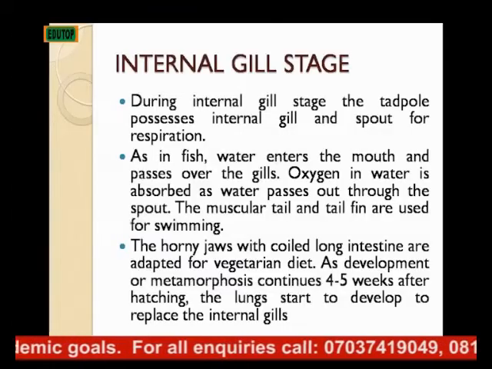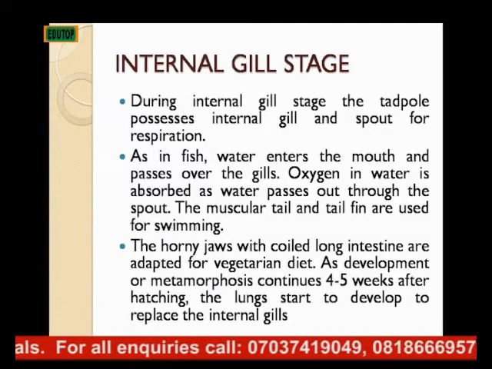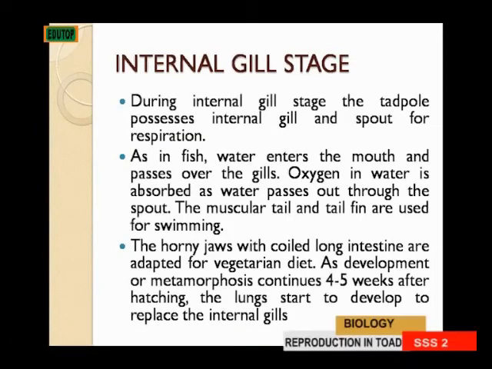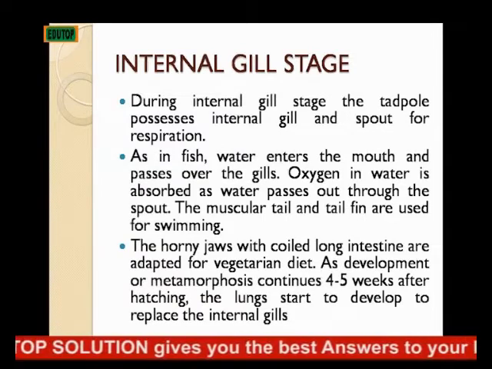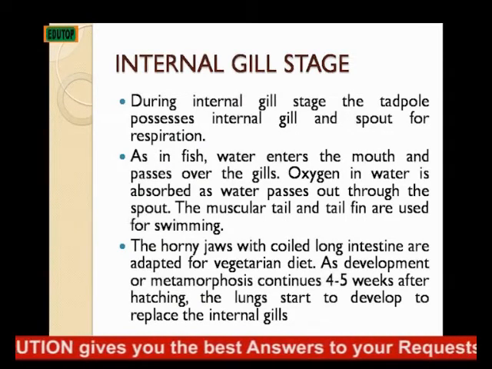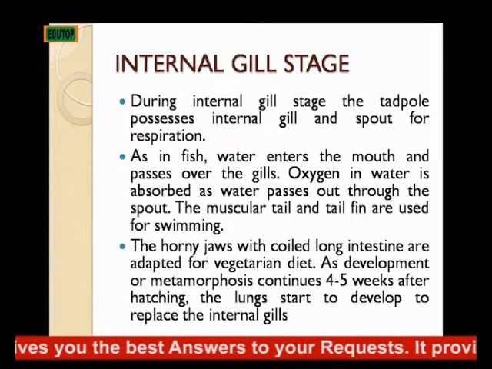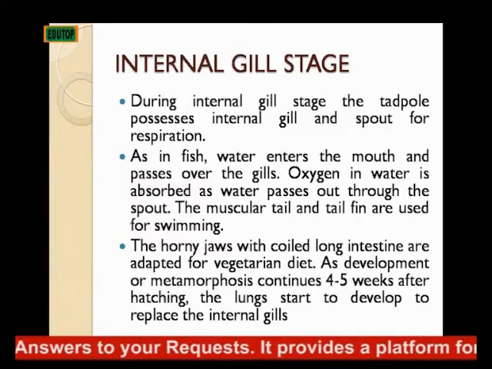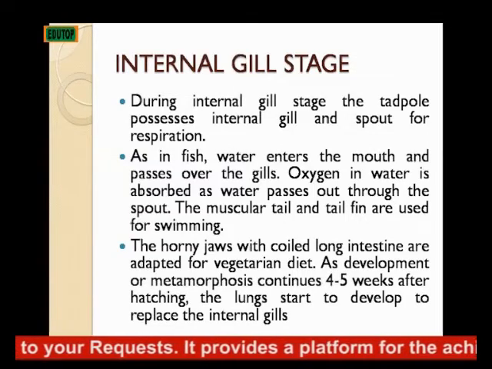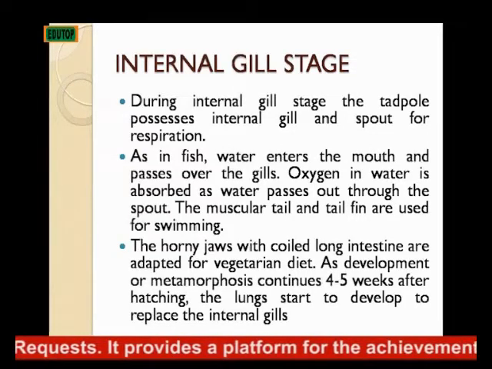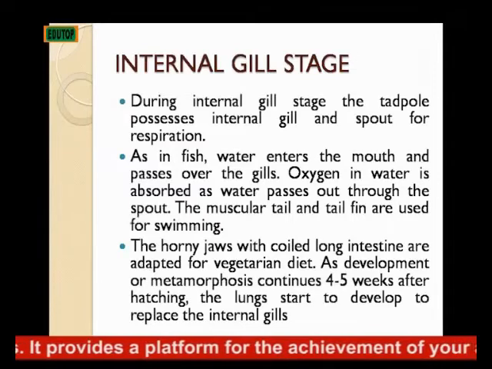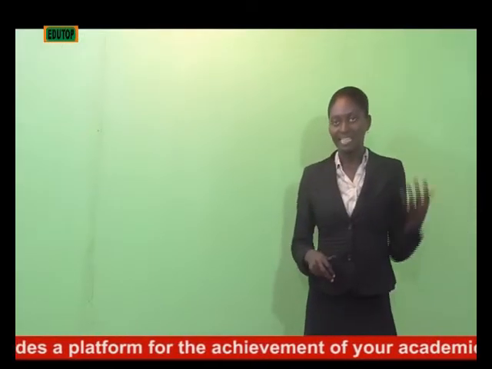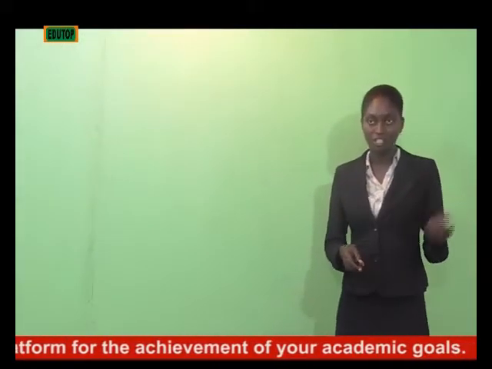During the internal gill stage, the tadpole possesses internal gills and a spout for respiration. Just as we have in fish, the water enters the mouth and passes over the gills. Oxygen in the water is absorbed as water passes out through the spout. The muscular tail and the tail fin are used for swimming. The horny jaws with coiled long intestine are adapted for a vegetarian diet, that is, feeding on vegetables.